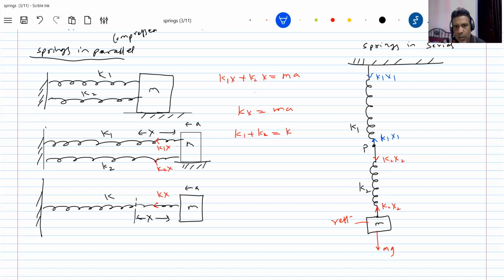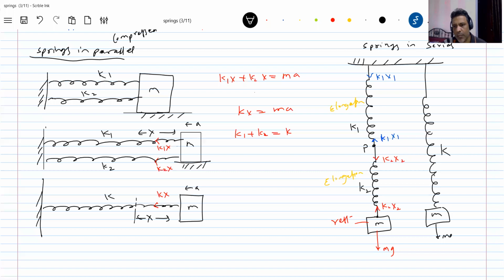So what is the state of both the springs? Both the springs got elongated. Elongation. I want to replace this with an equivalent spring. What should be the spring constant? So here, let this be mg. How much elongation in this spring? Let it be kx.